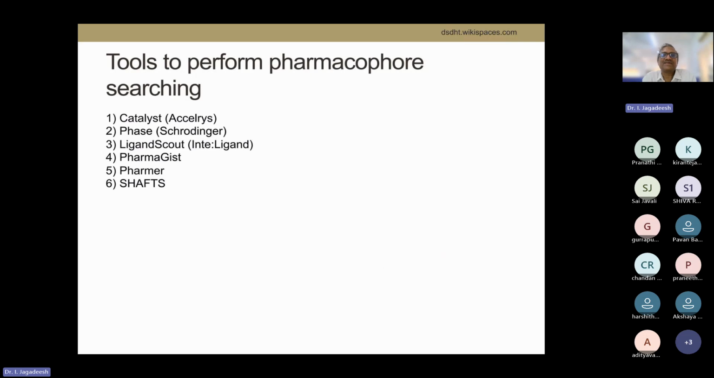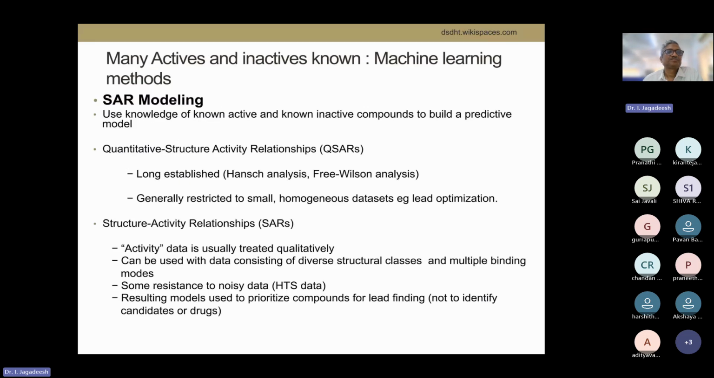So what are the tools available for pharmacophore searching if you want to find the similarity at the 3D level? One is Catalyst, from Accelrys. Another one is Phase, the software by Schrodinger. Then LigandScout, Pharmagist, Pharmer, and Shafts. These are all the tools that perform pharmacophore searching, and they will find the similarity and assign the scores.